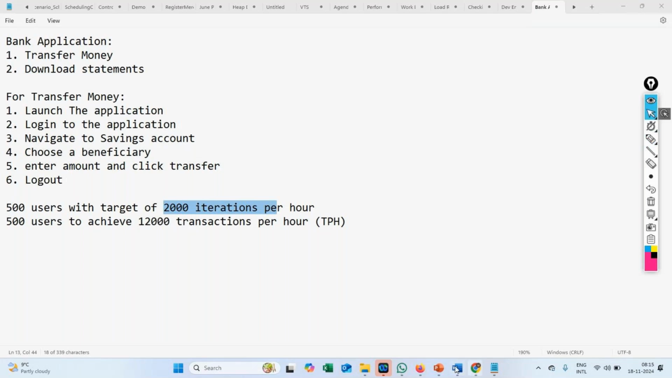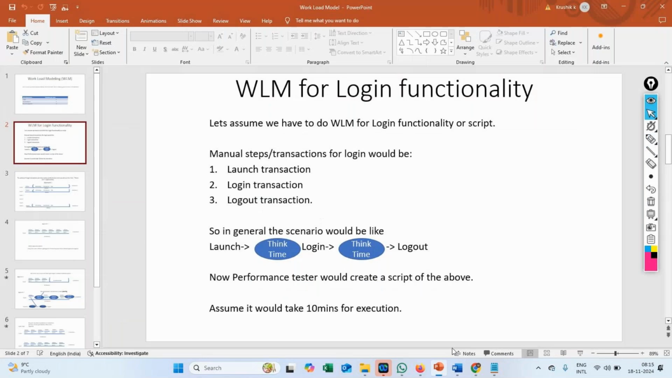Now let's go to the slide. Just for our understanding, this slide is about workload modeling for login functionality. In general, for any application, what are the steps or transactions we will have for login? We launch the application, that is the launch transaction. We log into the application, that is the login transaction. Then we log out, that is the logout transaction.